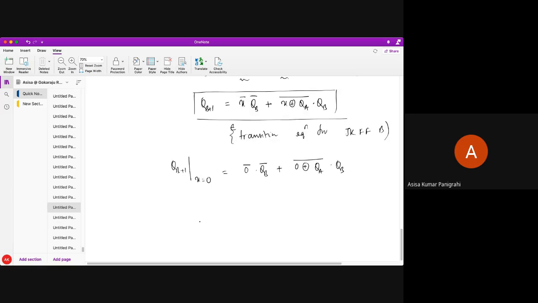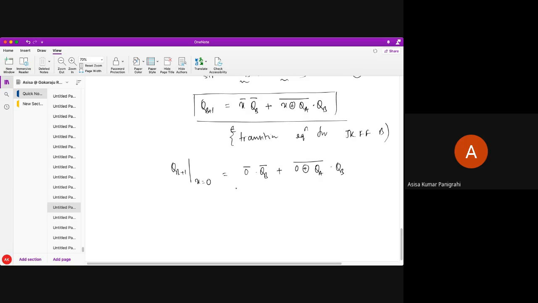Okay, do you all understand now? So here you can see 0 bar is what? 1 into QB bar. And 0 XOR QA, can I write it down here as 0 XOR QA? Yes, I can write it, which is QB. Because this is an even number of inputs, the opposite of XOR will be my XNOR.